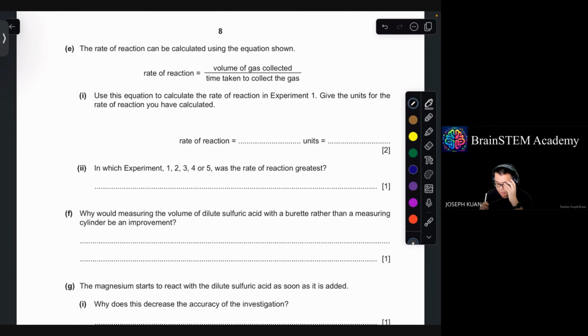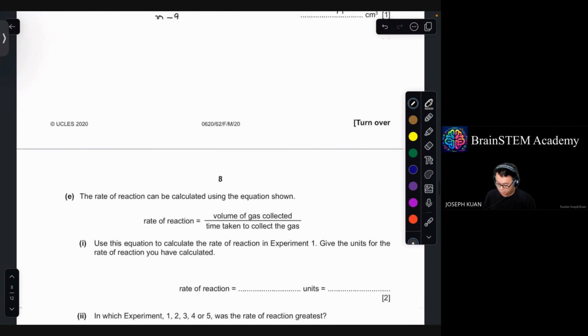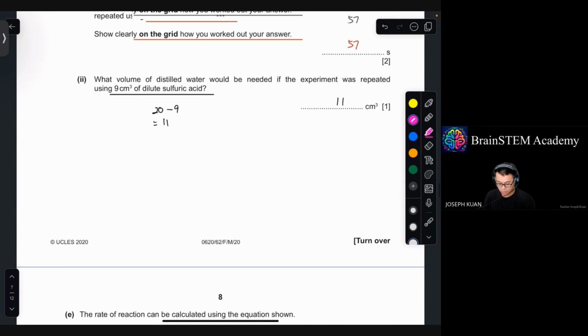E, the rate of reaction can be calculated using the equation shown. 1. Use this equation to calculate the rate of reaction in experiment 1. Give the units for the rate of reaction you have calculated. So let's do that. It is asking for experiment 1. In experiment 1, how much volume is collected?